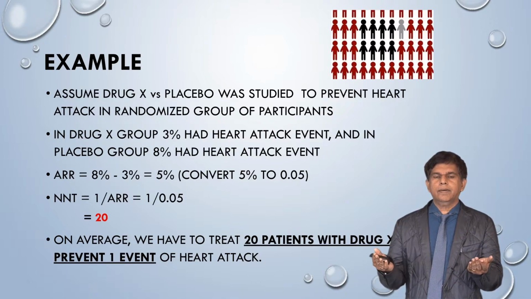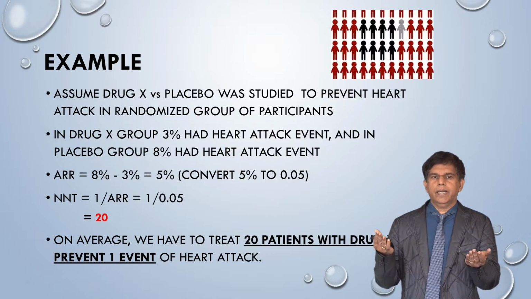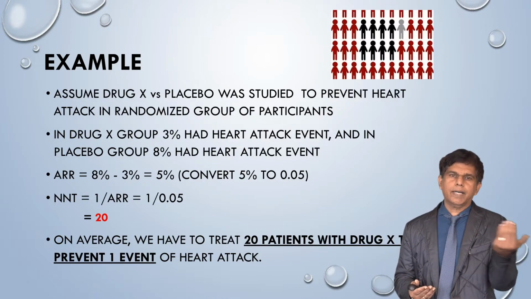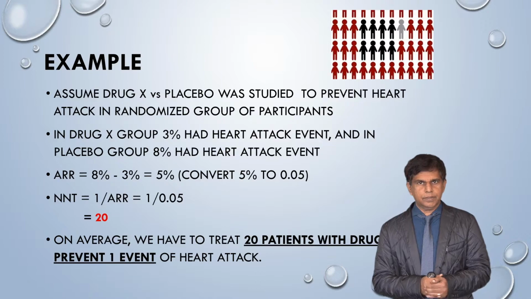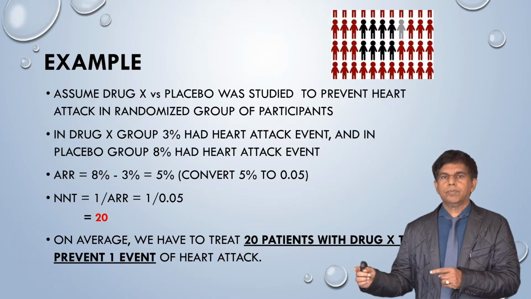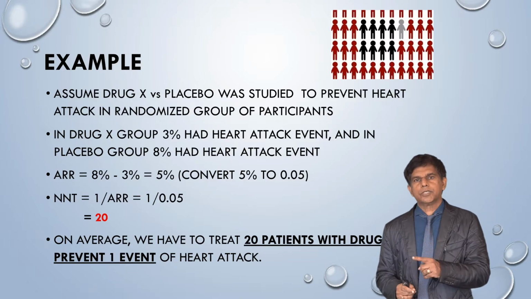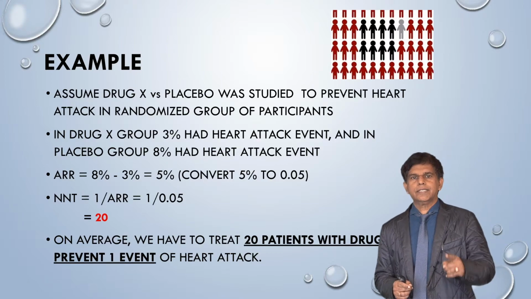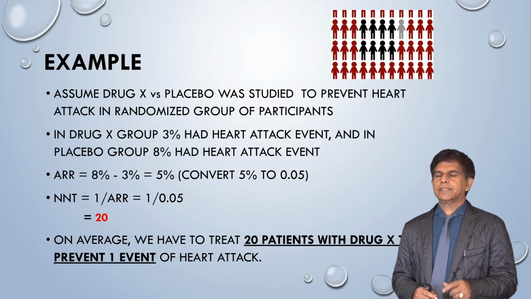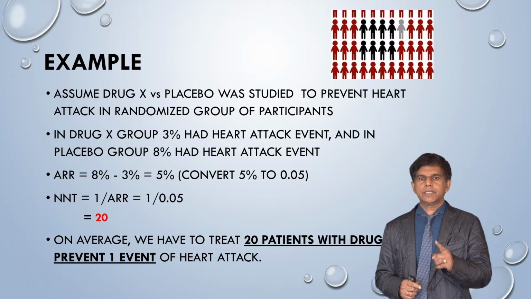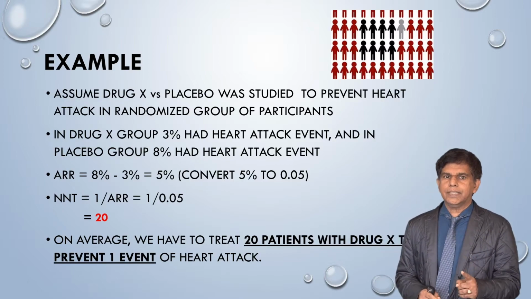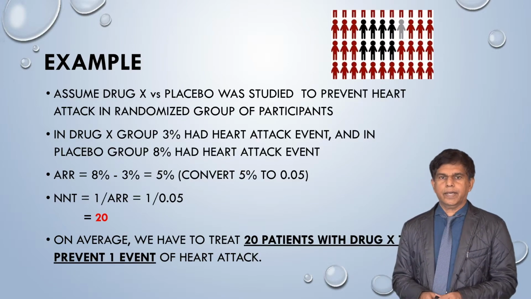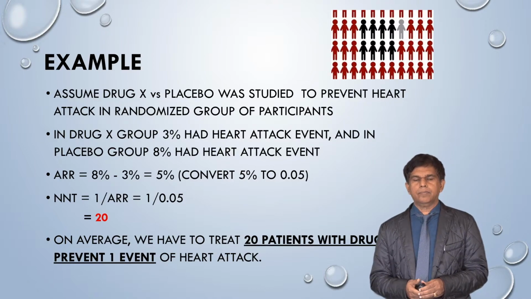We have to look at the effect in the placebo and then minus the effect in the drug group, which is 8% minus 3%, so you get 5%. The next step is to convert the 5% into decimal. So 5% means actually 0.05, correct? Now bring our formula. Number needed to treat is 1 divided by absolute risk reduction. That equals 1 divided by 0.05, so the answer is 20. On average, we have to treat 20 patients with drug X to prevent one heart attack. Always remember that, okay?